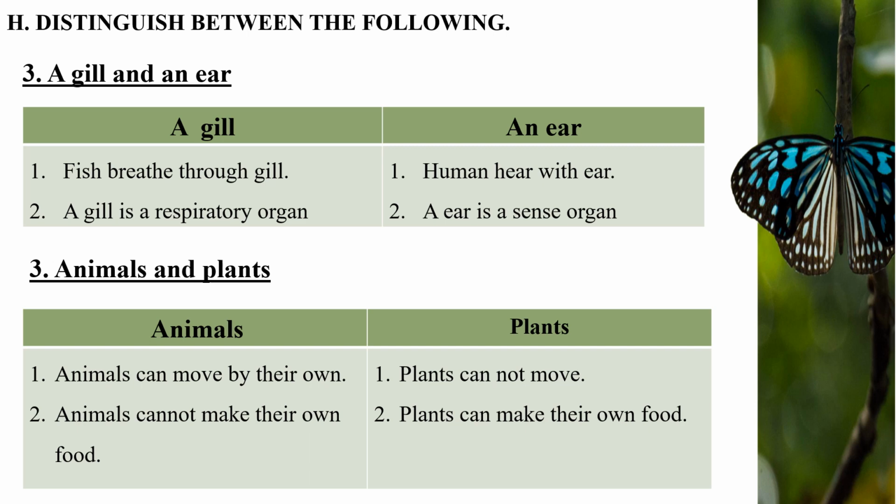Third, a gill and an ear. A gill, fish breathe through gill, and human hear with ear. A gill is a respiratory organ, and an ear is a sense organ. Next, fourth, animals and plants. Animals can move on their own, but plants cannot move. Animals cannot make their own food, but plants can make their own food.